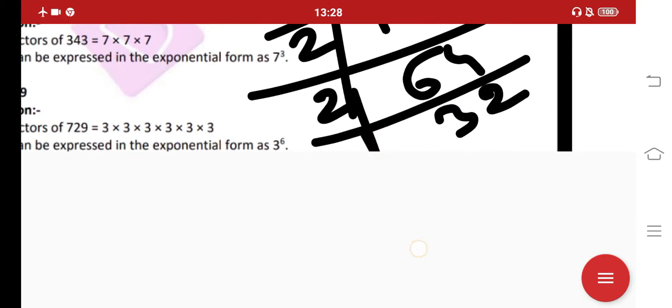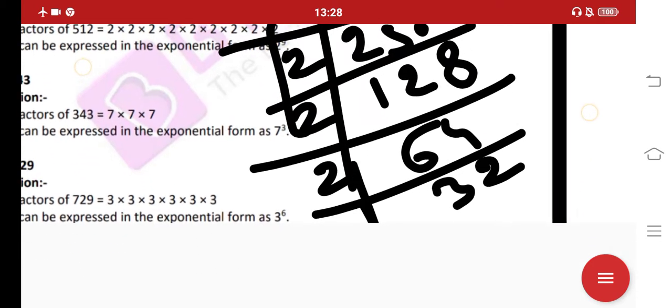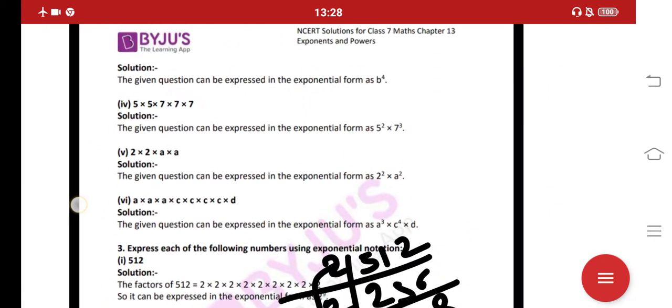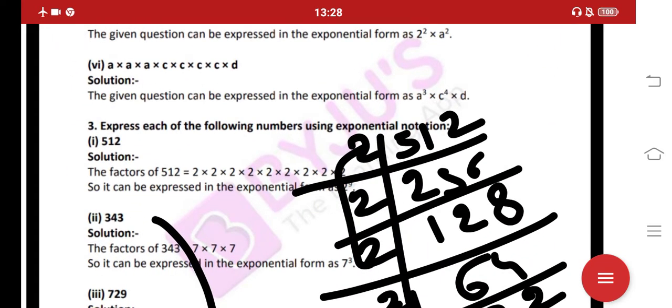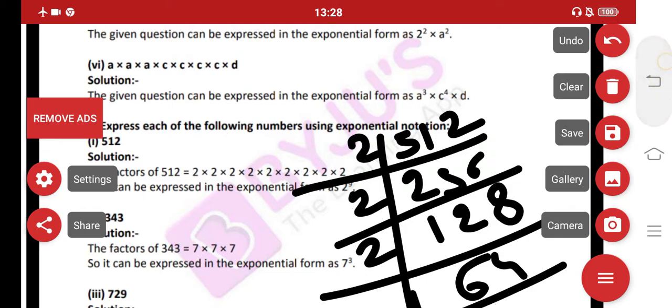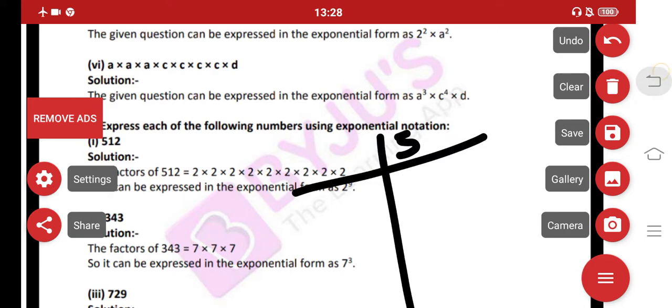Okay. Now next, what we have to write, see how many times 2 we have written? 1 2 3 and here is 4. So here you can see 4 times 2. Now what about the remaining numbers? There are 1 2 3 4 5 times also 2. So we will solve for 32. So what is 32 here? See, in 32, 4 times 2 we have written already. Now let me show you for 32.